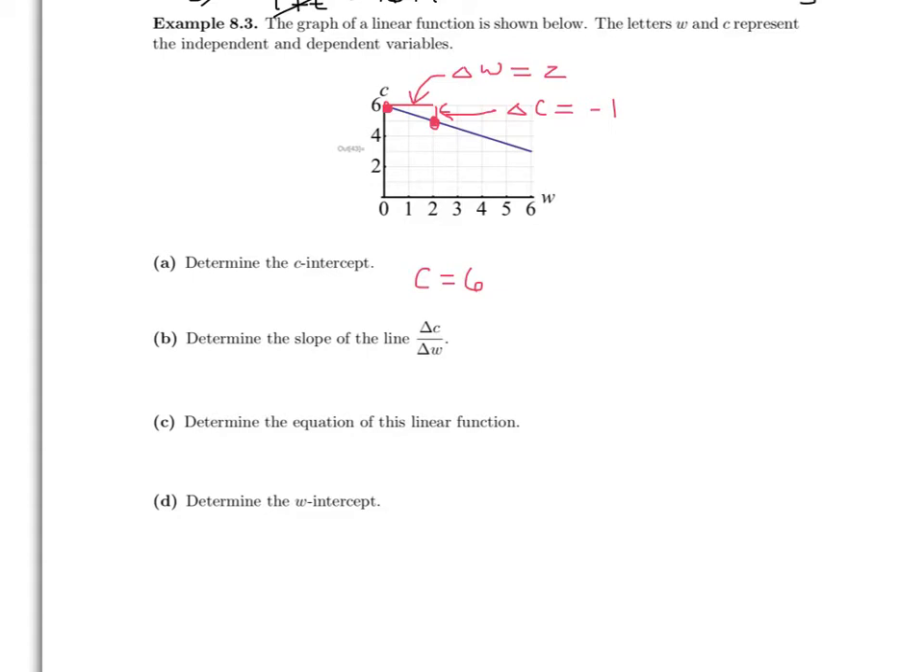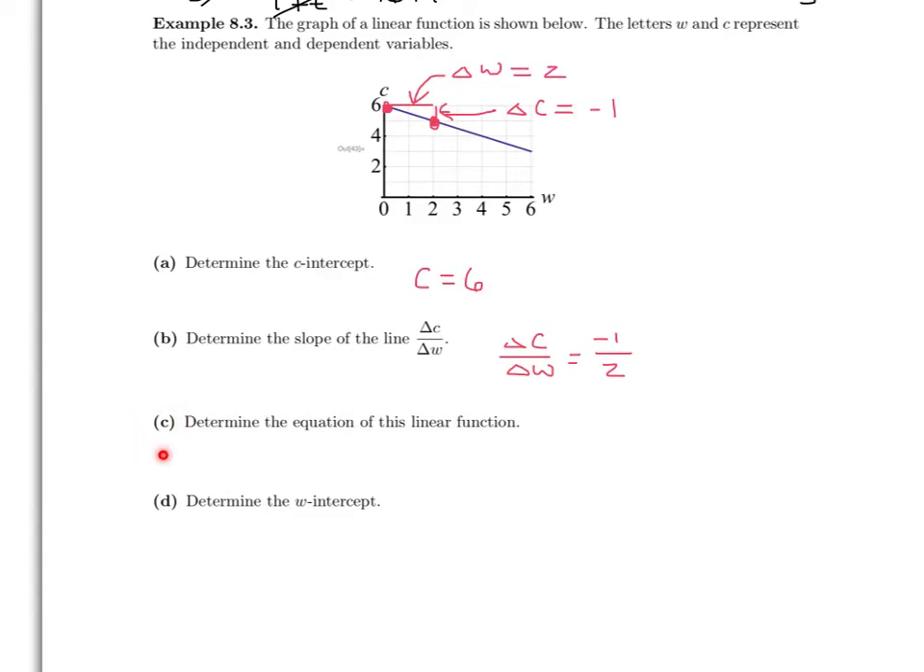So the slope of the line, which is the ratio of the change in C to the change in W, would be a ratio of -1 over 2. That's the slope of this line, -1/2. And again, what this says is that every time you increase W by 2 units, the value of C drops by 1. And that's consistent with what you see on the graph. If I increase W by 2, C decreases by 1. If I increase W by 2 again, C decreases by 1. Increase W by 2, C decreases by 1. That fact is what this ratio is conveying.